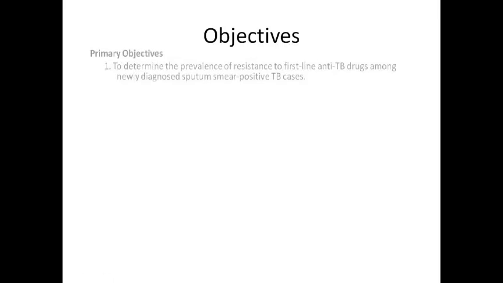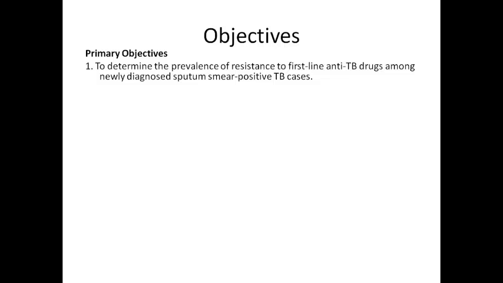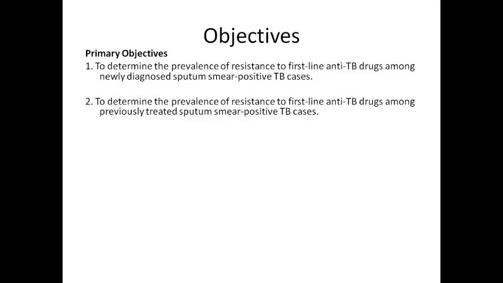Objectives. Primary objectives: to determine the prevalence of resistance to first-line anti-TB drugs among newly diagnosed sputum smear positive TB cases. To determine the prevalence of resistance to first-line anti-TB drugs among previously treated sputum smear positive TB cases.